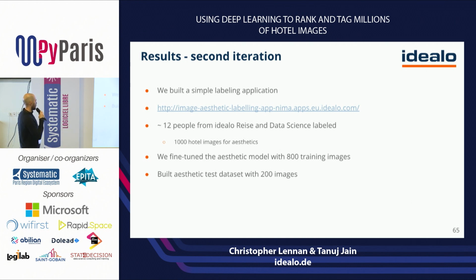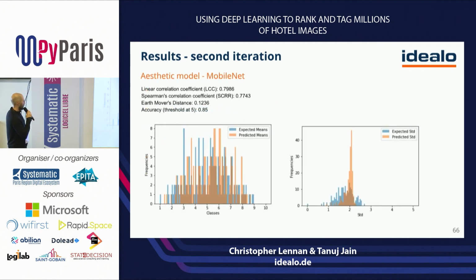And then we fine-tuned the aesthetic model on 800 training images and built a test data set on the remaining 200 hotel images. So here you can see the distribution of predictions, again in orange, on the second iteration model, and it's already a lot better. It's not as dense around the scores 4, 5, 6. It's more spread out. Similar story for standard deviation, so that looks already quite promising.